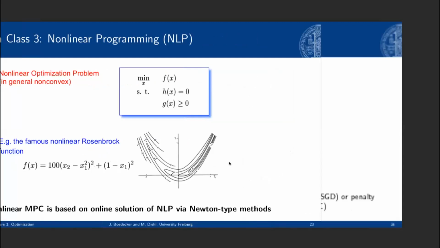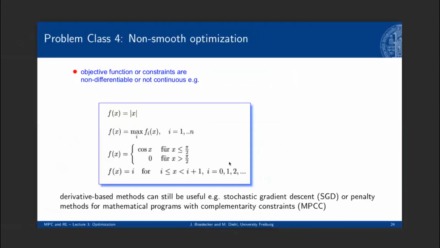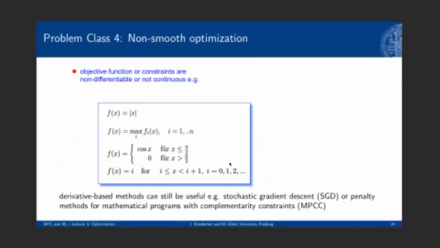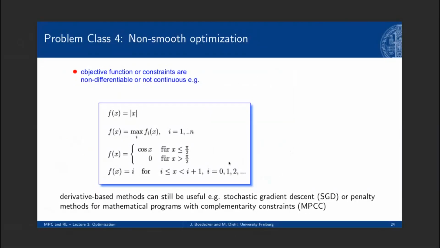So last, maybe just to mention, there is a field of non-smooth optimization. That is when the objective function or the constraints are not differentiable. For example, the first or the second derivative might not always exist. And you might say, oh, this is a bit strange, right? Why would it happen? But it happens so easily, as here, with the absolute value of x. That's non-smooth, right? The maximum of several functions is non-smooth.